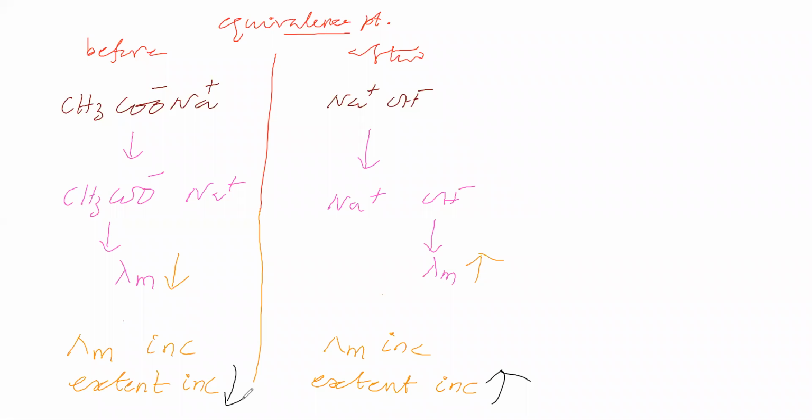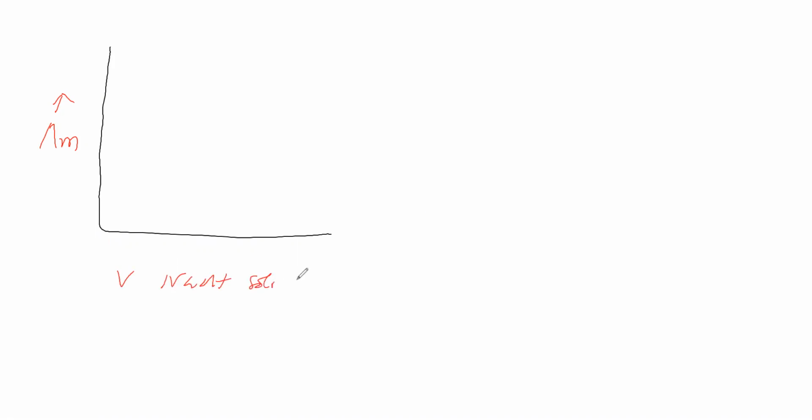Therefore, let us see how the graph will be. So we will go for the graph. On one axis, we will take lambda m. On another axis, we will take the volume of sodium hydroxide solution added.